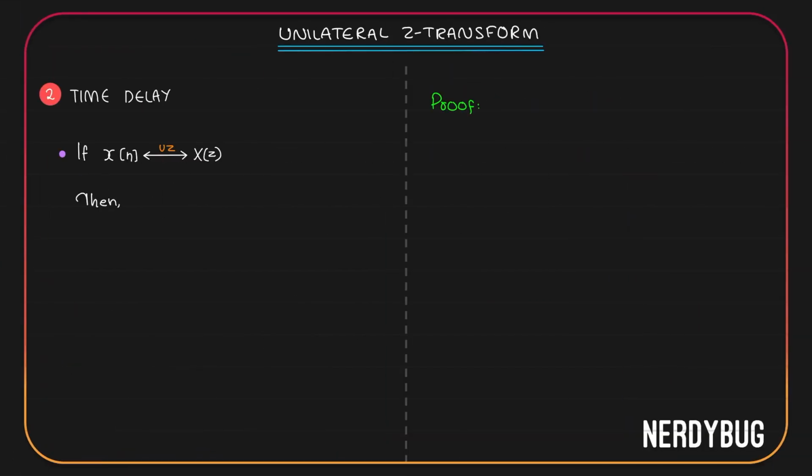The next property we have to learn is time delay, which is time shifting but towards the right side. Assume we have a signal x of n, its unilateral Z transform is x of z.